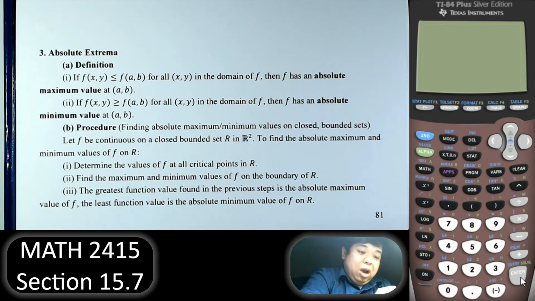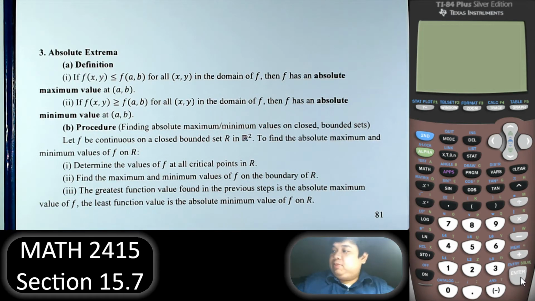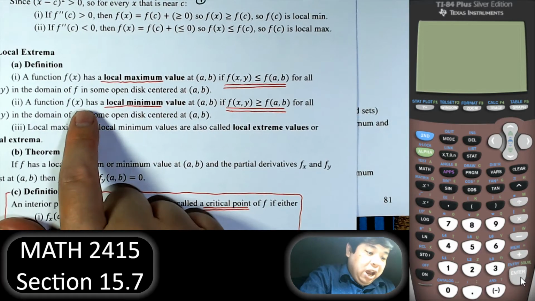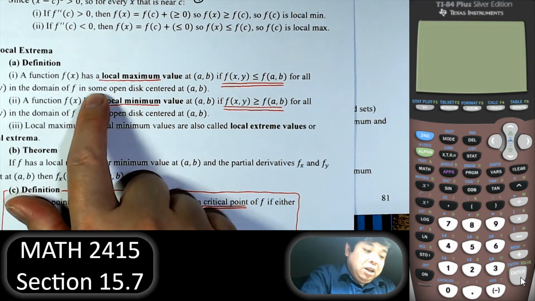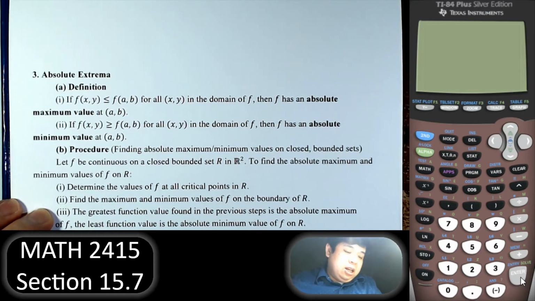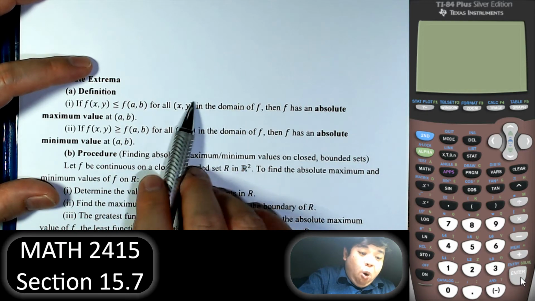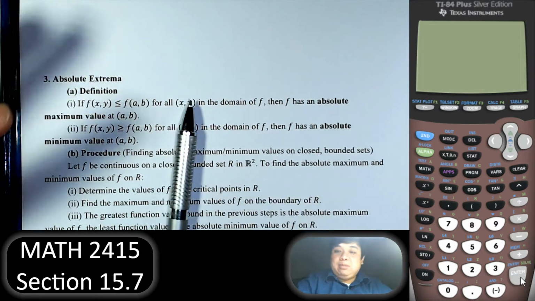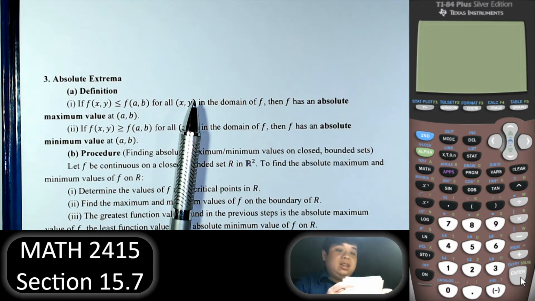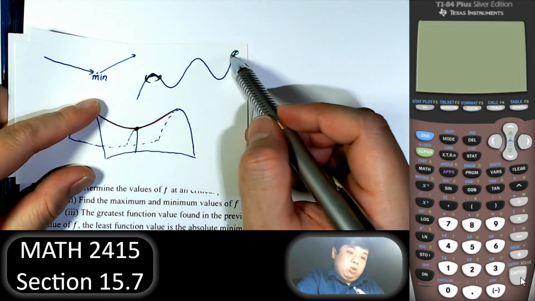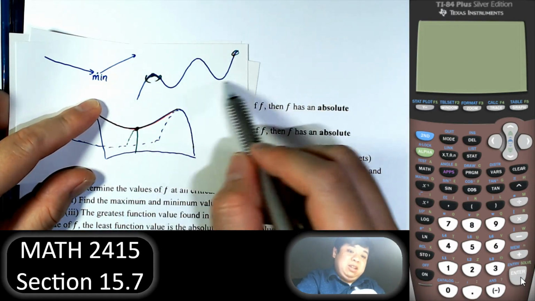So absolute max and absolute min, the only thing different is that in the definition for the local max, we have that happen in some open disk. In here, we still have that, but for all the points in the domain, because for absolute we compare to everything in the domain. So with a graph like this, this is the absolute maximum because that one is bigger than everything else.